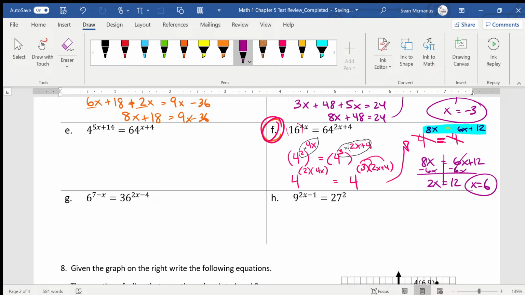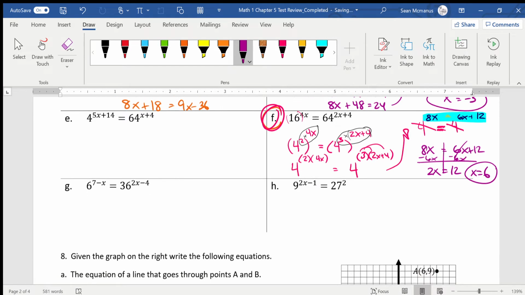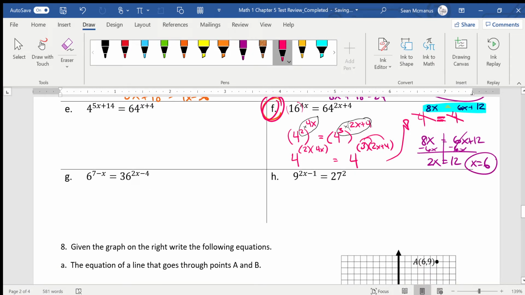Alright, so these other ones, E, G, and H, are all going to be pretty much the same. So this would be 3 squared to the 2x minus 1. You'd end up with 3 to the 4x minus 2 equals 3 to the 6. So 4x minus 2 equals 6.